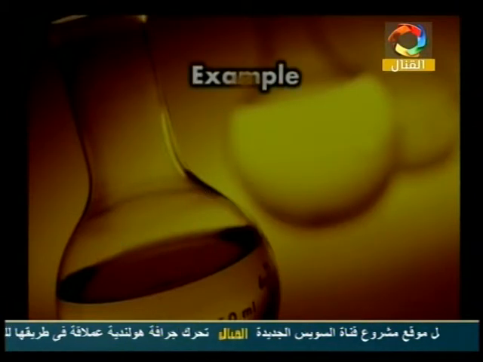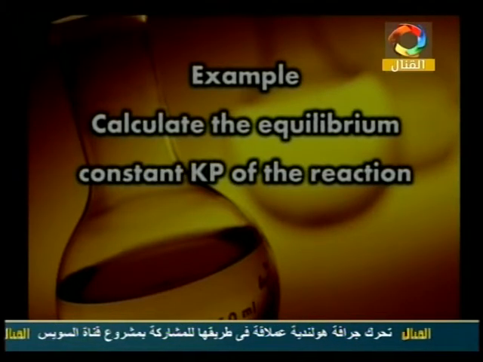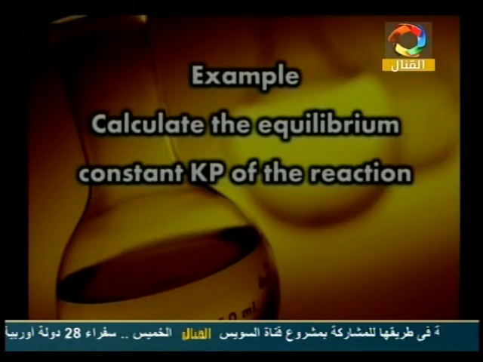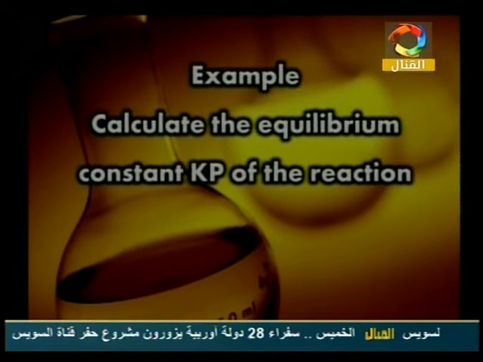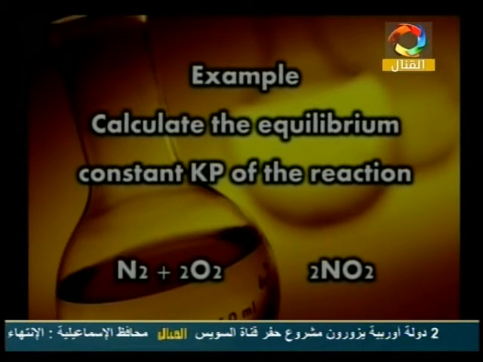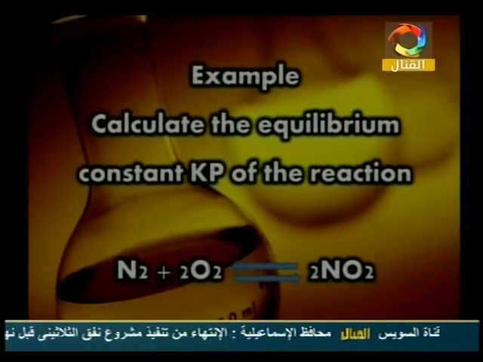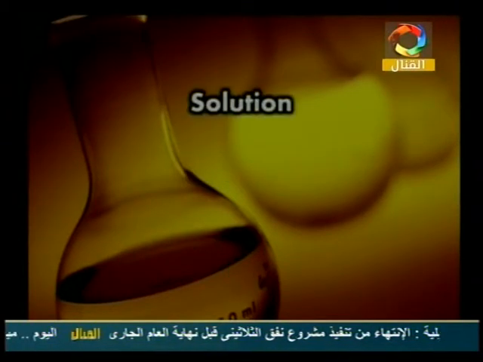Another important example. Calculate the equilibrium constant Kp of the reaction. What is this reaction about? N2 plus 2O2 in both directions gives 2NO2. Now, what do you need?